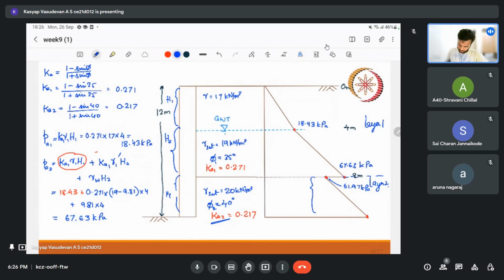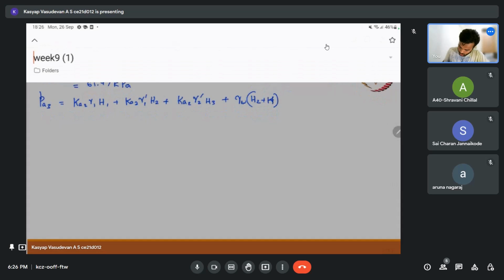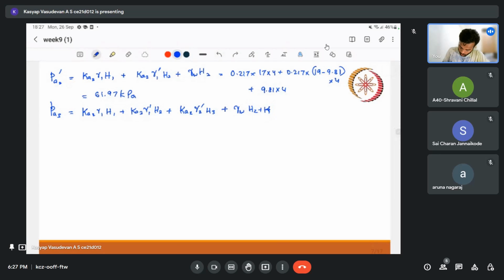So that's that. At the last one also we can find, that is Pa3. This will be the base, so I have it at 12 meter depth. So Ka2 gamma 1 H1 plus Ka2 gamma 1 dash H2 plus Ka2 gamma 2 dash H3 plus gamma W into H2 plus H3. In this case, hydrostatic pressure is there partially for the first layer and completely for the second layer. So I'm writing H2 plus H3.